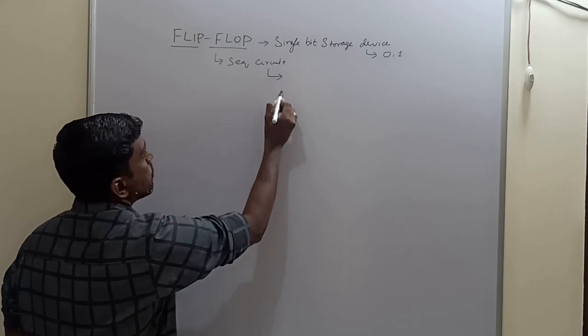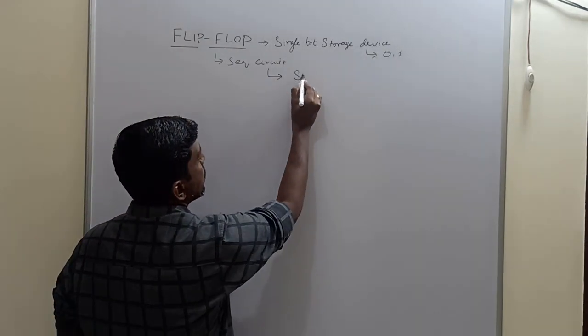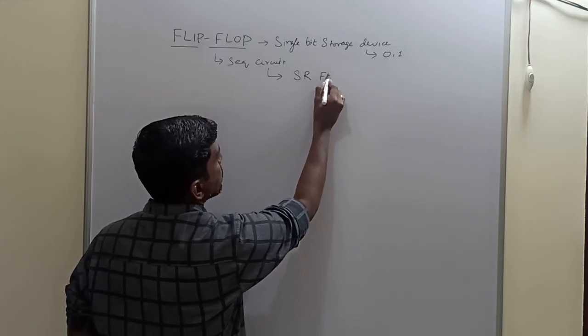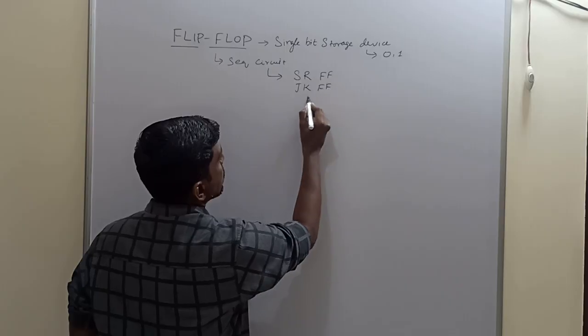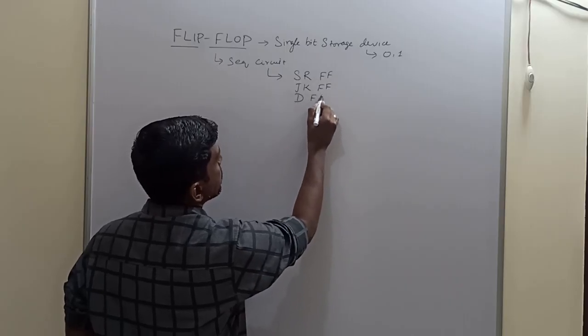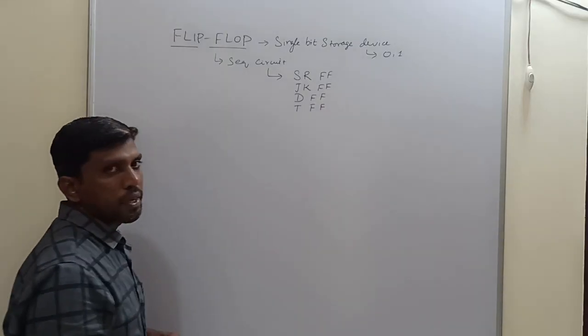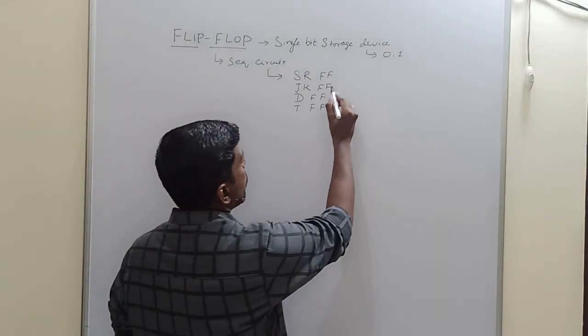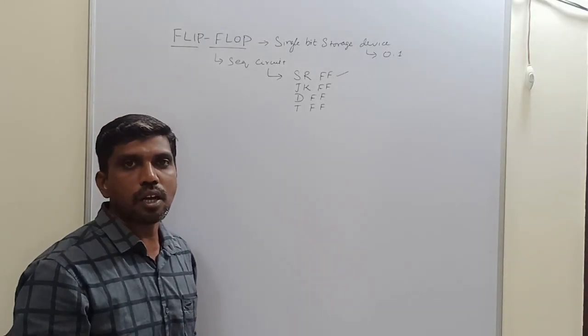There are different types of flip-flops present in sequential circuits, namely the SR flip-flop, JK flip-flop, D flip-flop, and T flip-flop. In this video I will only focus on the operations of the SR flip-flop. The rest of the things we will discuss in upcoming videos.